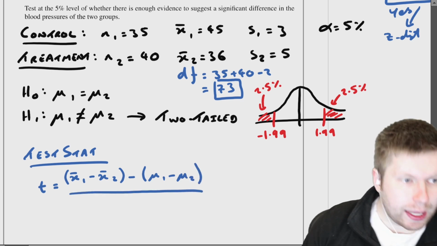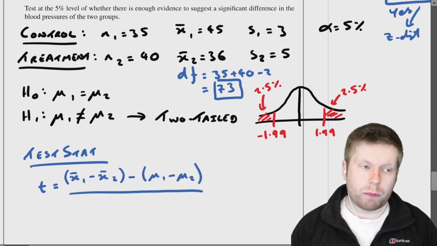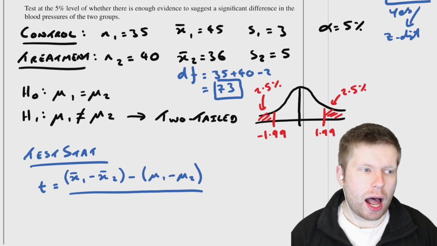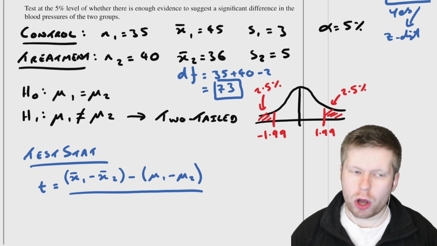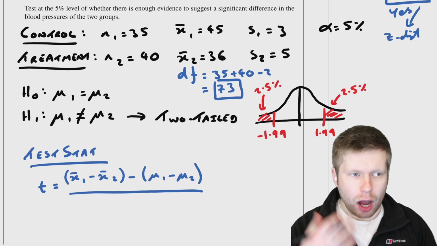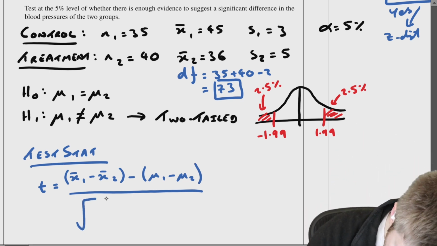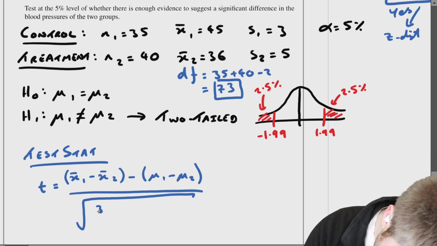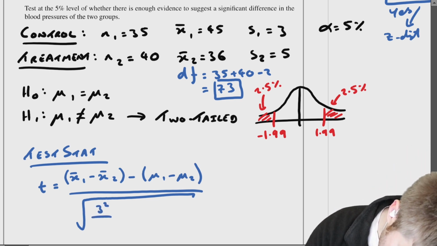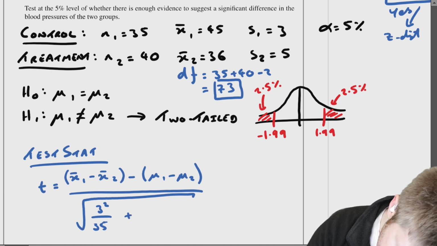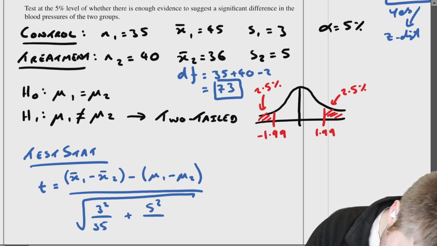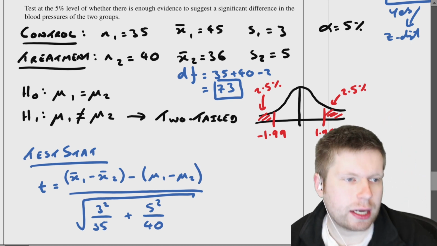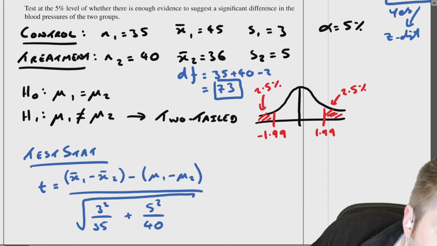And then I need to divide that by my standard error. There's different words for it. You can use pooled standard deviation if you like. I'm just simply going to use the square root of S1 squared, so 3 squared, over N1, which is 35, plus S2 squared, which is 5 squared, over N2, which is 40. That's fine as your standard error. Pooled standard deviation, whatever you want to call it.